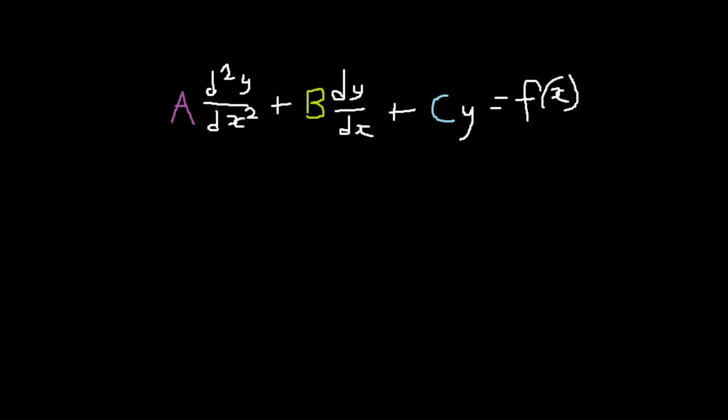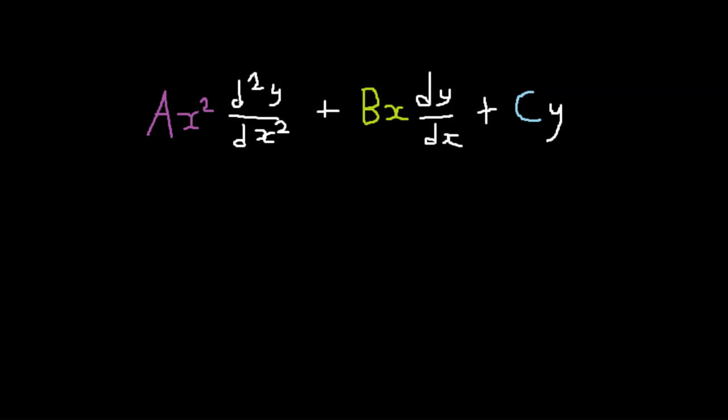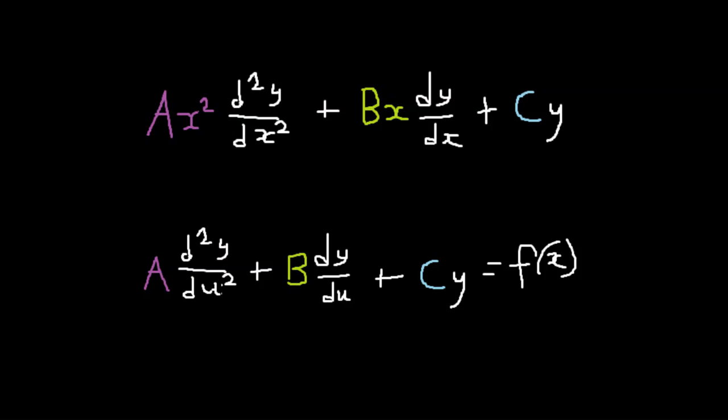What if, as well as this format, you had an ax squared in front of the second derivative and an x in front of the first derivative? That's what this substitution helps with. So our ultimate goal is to get this equation back into the normal familiar format, but with a different variable in terms of u, not x.